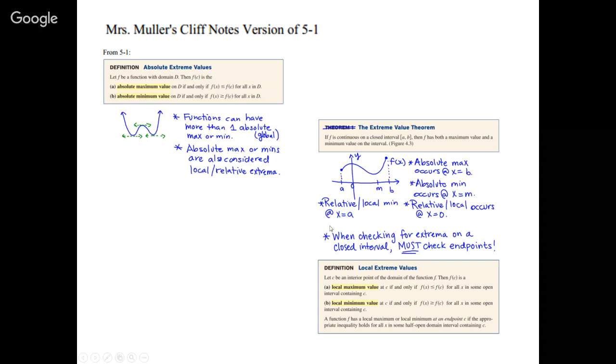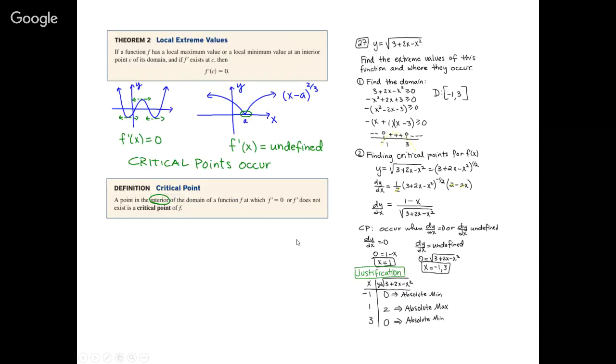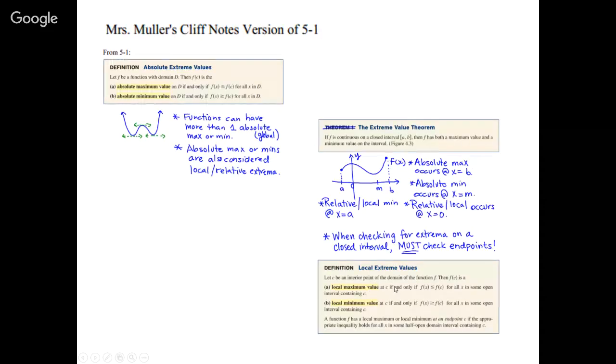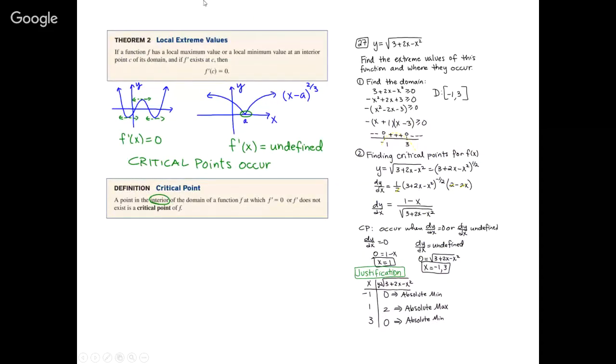And the bottom line with the extreme value theorem is that when you're checking for extrema on a closed interval, you must, and I've got that underlined twice, check the endpoints, okay? And I've added for good measure here just the definition of extreme values. And this is the mathematical language stating that it's the lowest y value or the highest y value in its neighborhood, okay? All right. Local extreme values will occur when you have the derivative equal to 0 or undefined, okay?